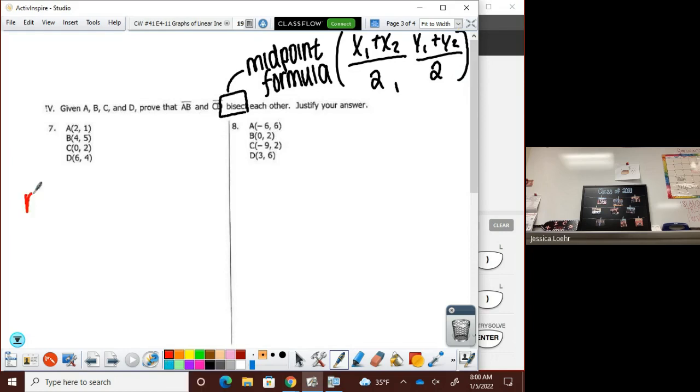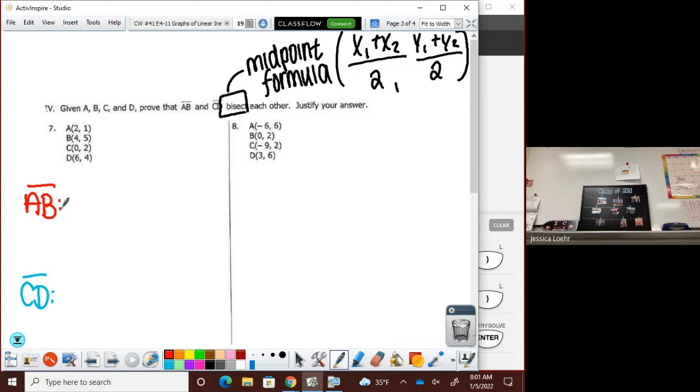So you're going to find the midpoint of AB and the midpoint of CD. This is the easiest in my opinion, the midpoint one. The formula is just very simple. Slope formula is very simple too. Distance formula is the only one that's slightly annoying.